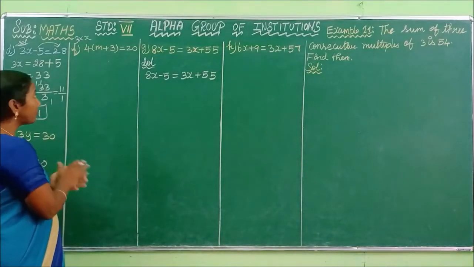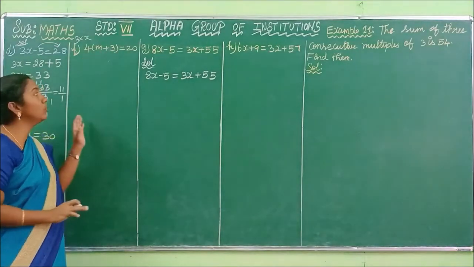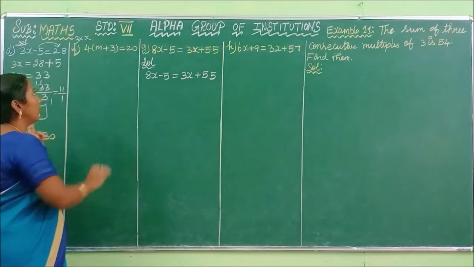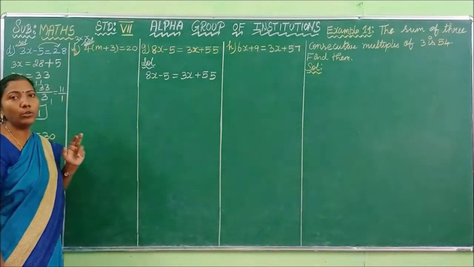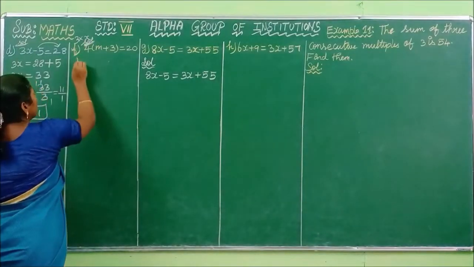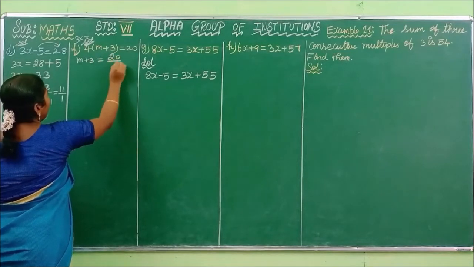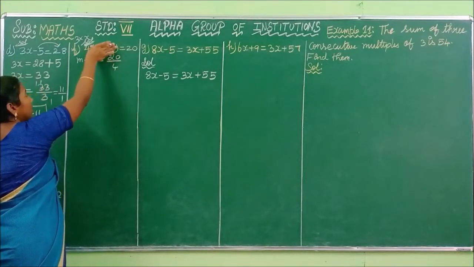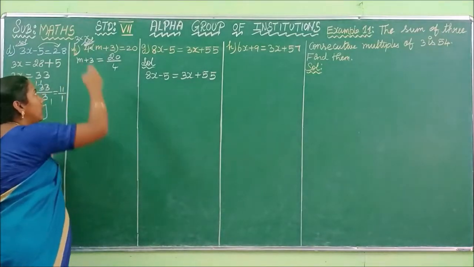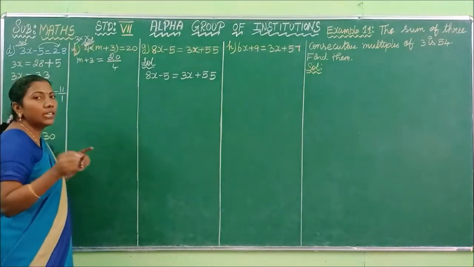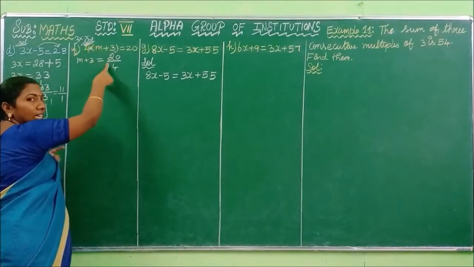See the next one. 4 into (m plus 3) equal to 20. We can do this sum in two methods. First I am doing the first method. I take the question in the solution part. 4 into (m plus 3) equal to 20. First I am bringing this 4 to the RHS side, because along with m plus 3, the 4 is in the process of multiplication. So while you are bringing a term from LHS to RHS, its sign is reversed. So multiplication is reversed here as division.